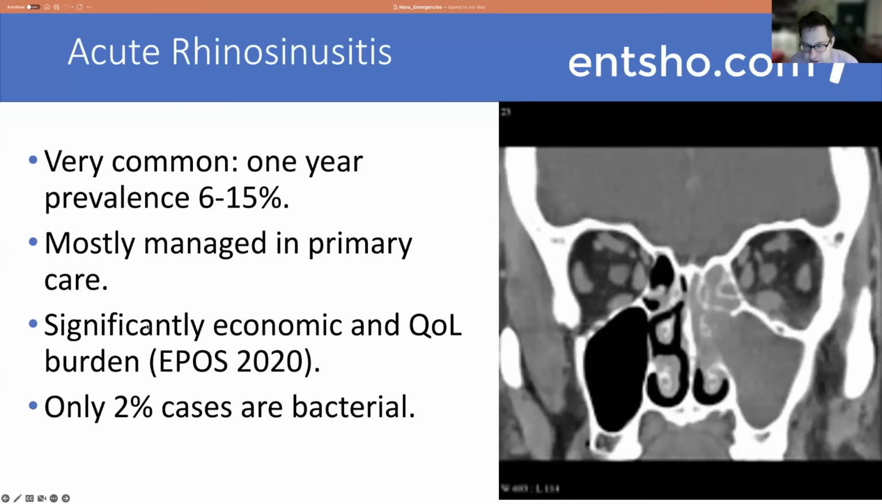So this is very common. It is mostly managed in primary care by GPs. It does have a significant impact on quality of life and also economic loss through time off work. It is also a very large source of excess prescribing of antibiotics, when in fact the etiology in most cases is viral.